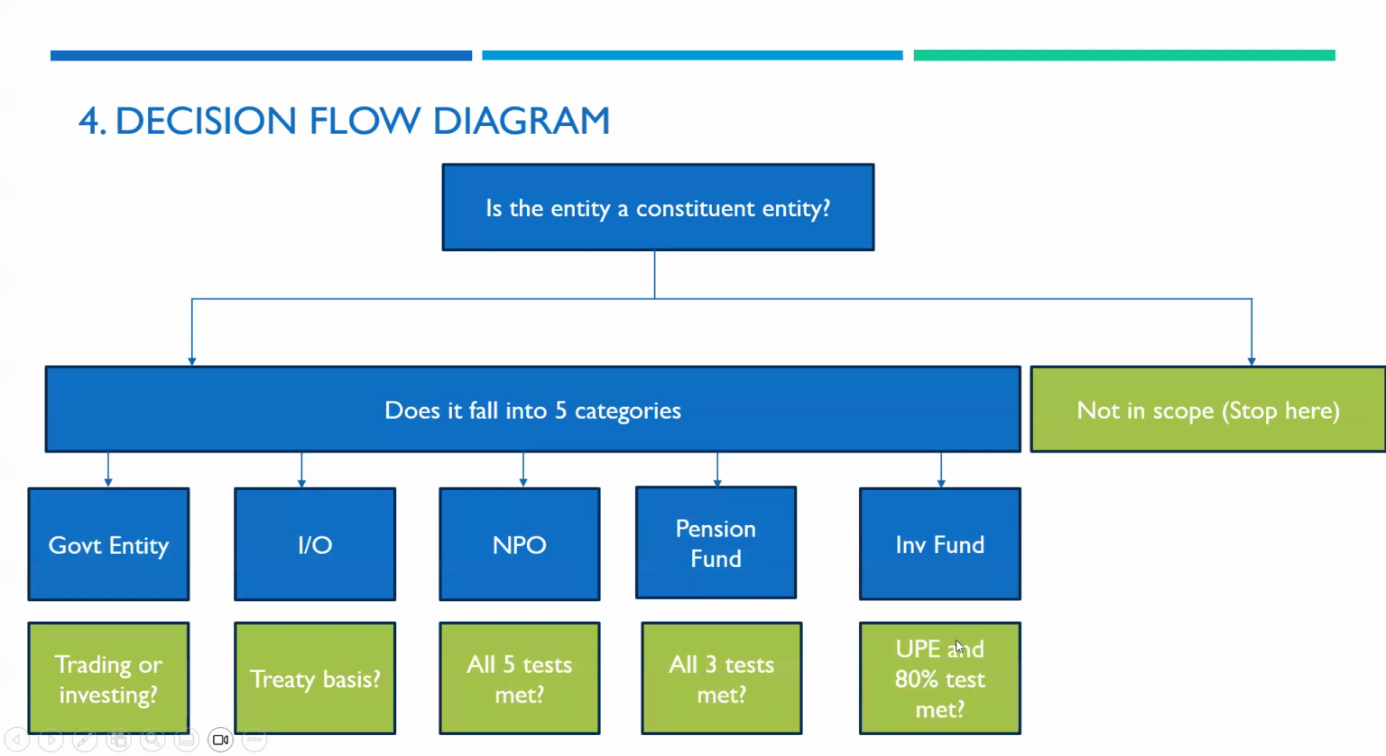Investment fund: it should be the UPE, and 80% of its ownership should be from people who are not related to the fund manager, and those people, for whom the income derived from the investment fund, say capital gains or dividend income, should be taxable in their own hands. If that is met, then the investment fund is exempt. So this is just basic theory, and the reasoning why certain entities are excluded. It runs parallel to why there is an exempt person in UAE corporate tax.